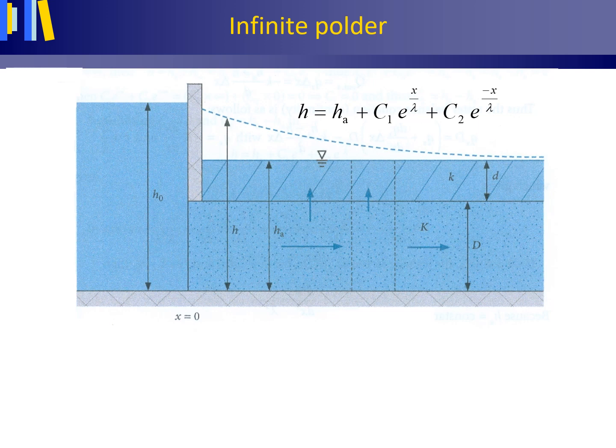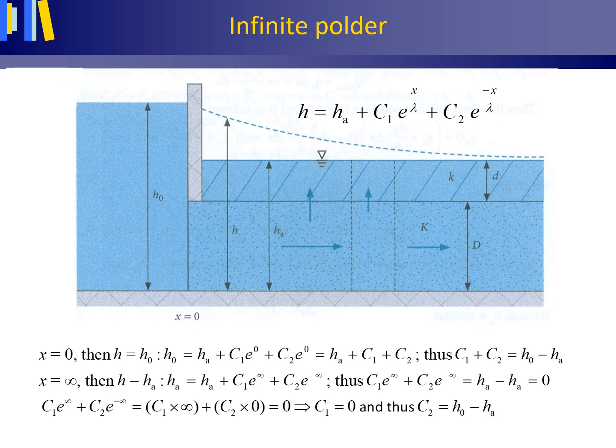For an infinite polder at Holland's profile, as shown here, the boundary conditions are: when x is 0, then h equals h0, and then h0 equals ha plus c1 e to the power 0 plus c2 e to the power 0. So h0 equals ha plus c1 plus c2. Thus c1 plus c2 equals h0 minus ha.